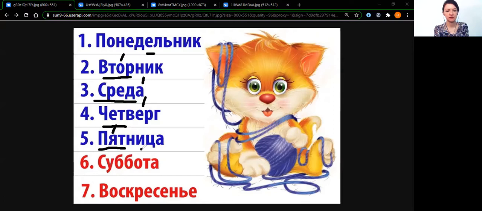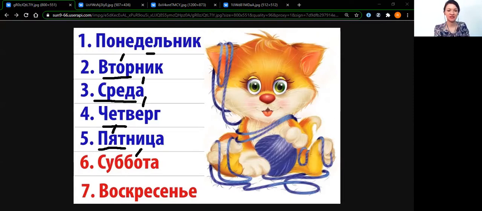Суббота. Accent on O. Actually, this word is not Russian at all. Some linguists think this word came from Jewish language, and some others think this word is connected with Latin somehow. In Spanish, you have something very similar to Russian суббота.